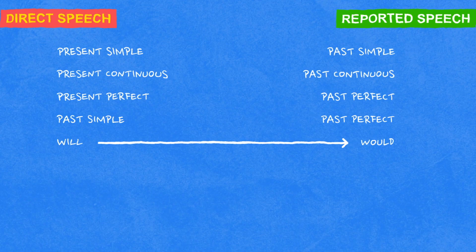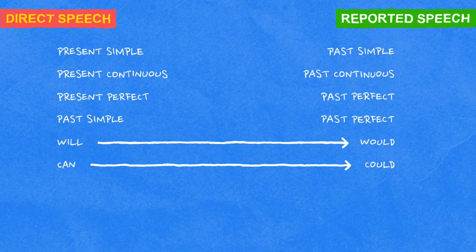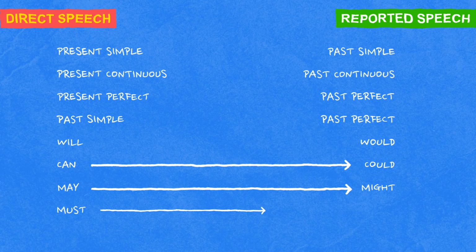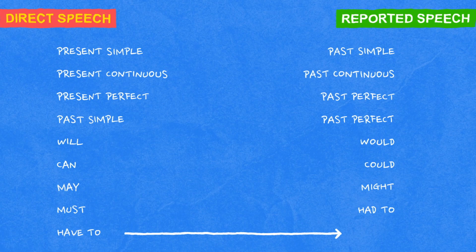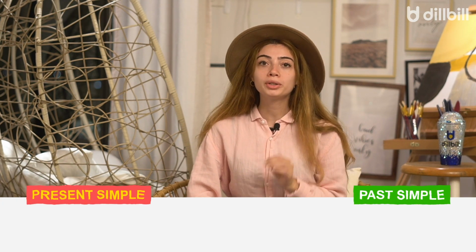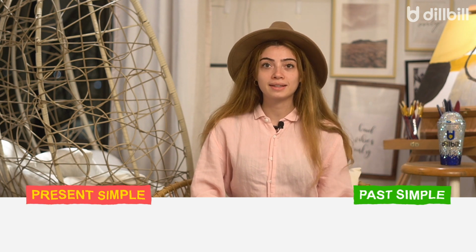Will turns into would. Can turns into could. May turns into might. Must turns into had to. And have to changes into had to. So let's go through all of these examples and make sure everything is clear. So from present simple to past simple, reported speech is going to look like this.